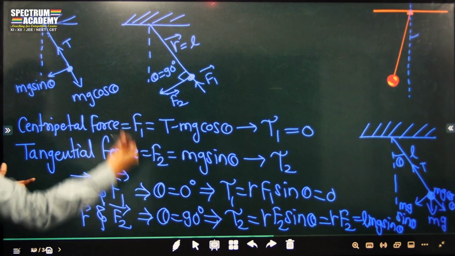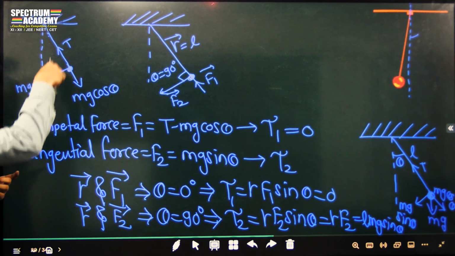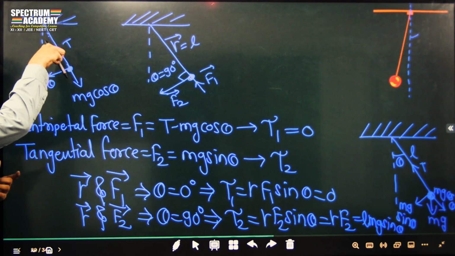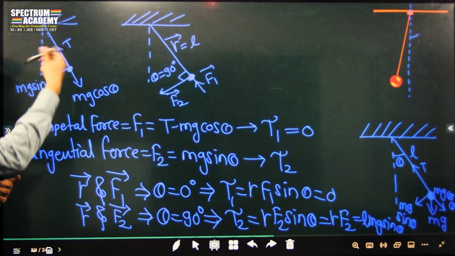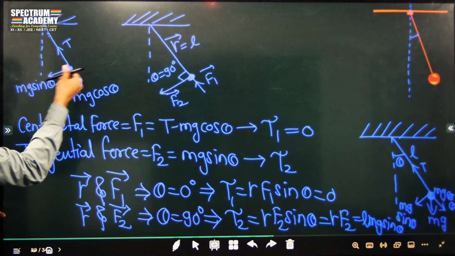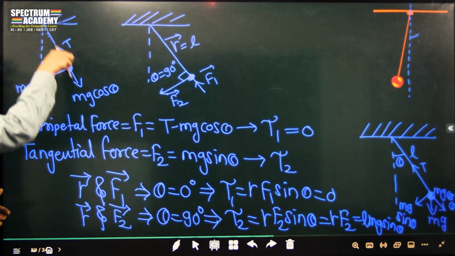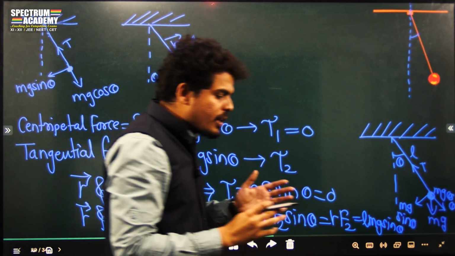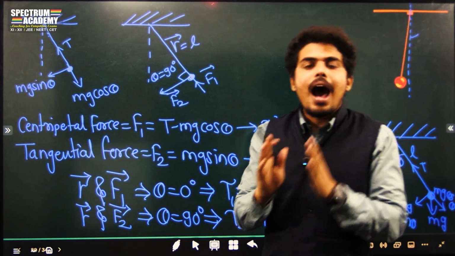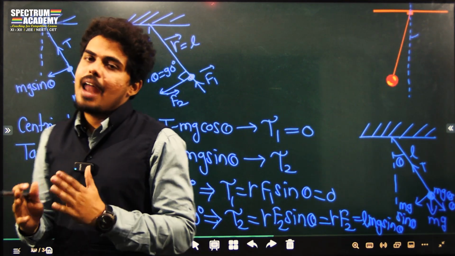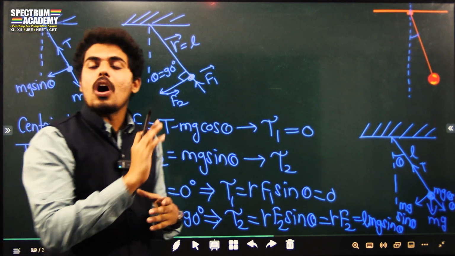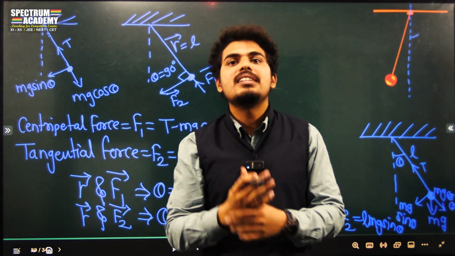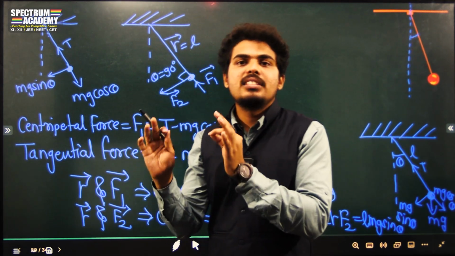The torque is due to only the tangential force, not this force, because the angle between this force and the radius vector is theta equals 0 degree and sin 0 is 0. But the angle between this force and the radius vector is 90 degree and sin 90 is 1. So the torque is generally R into F2. R is the length, that means L, and F2 is mg sin theta. So the torque which is capable of doing some rotational motion is just mg L sin theta.